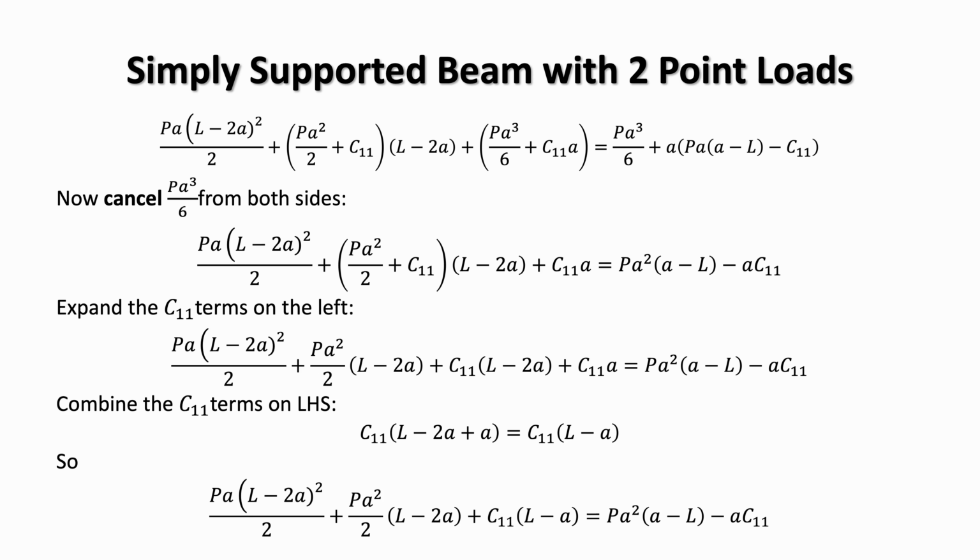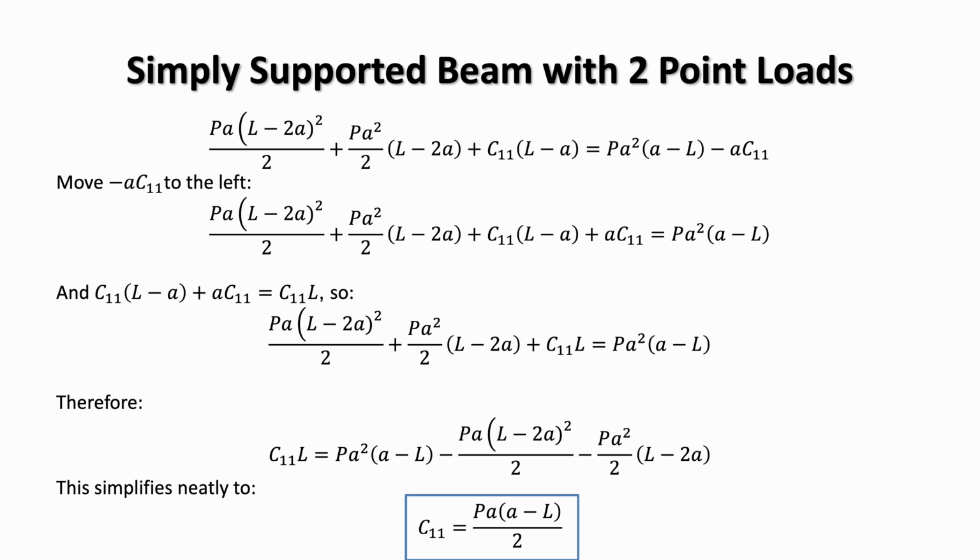Starting from the substituted form of equation 4, we note that the term PA cubed over 6 appears on both sides, so we can cancel this term on the left and right-hand sides. We can then expand the terms involving C11 on the left and combine the terms for C11 on the left, which reduces our equation. From that point, we can collect the term C11 onto one side and the known terms on the other, and then solve for C11. So let's do that next. We'll complete the rearrangement to solve for C11.